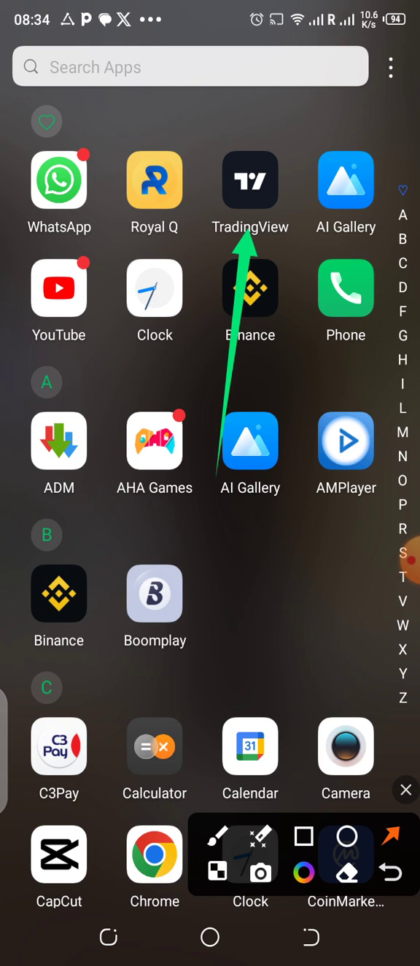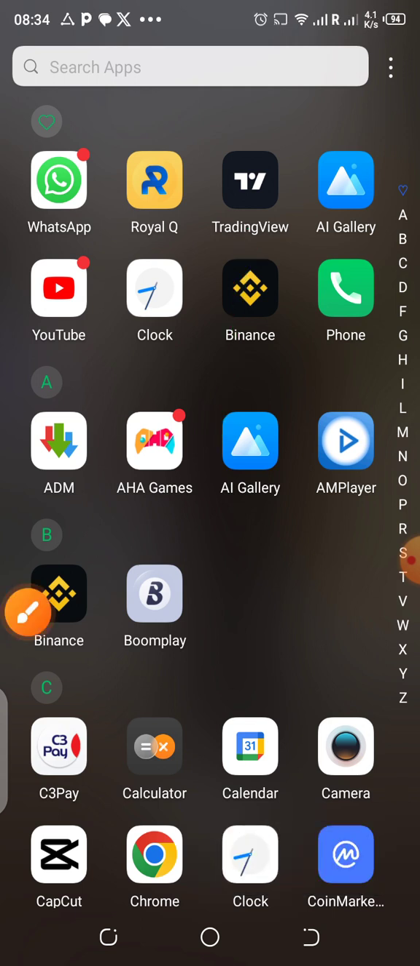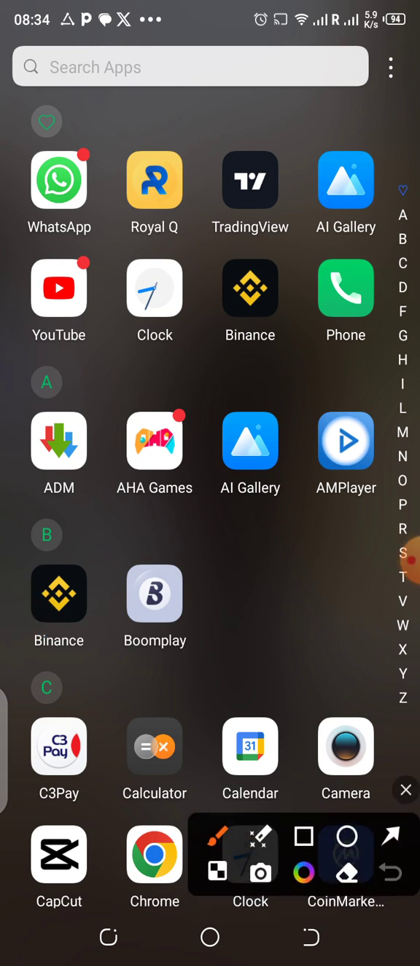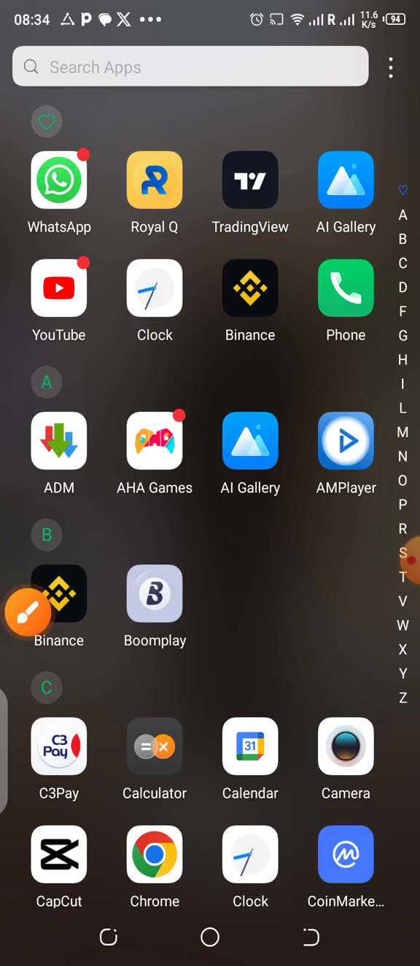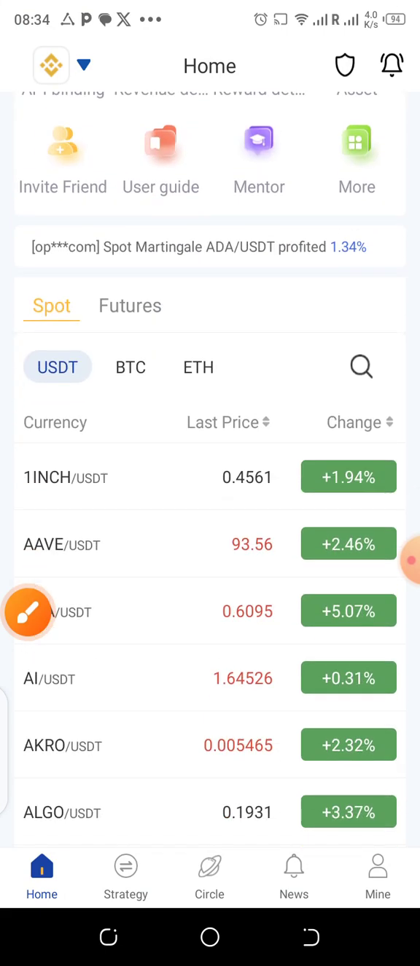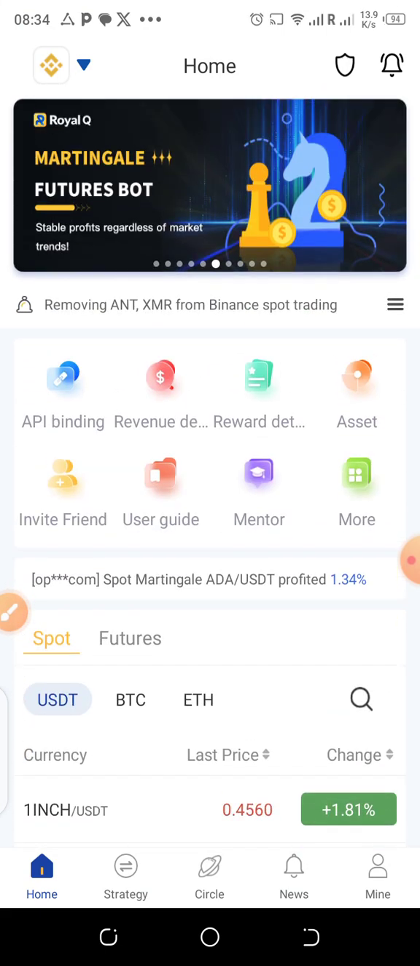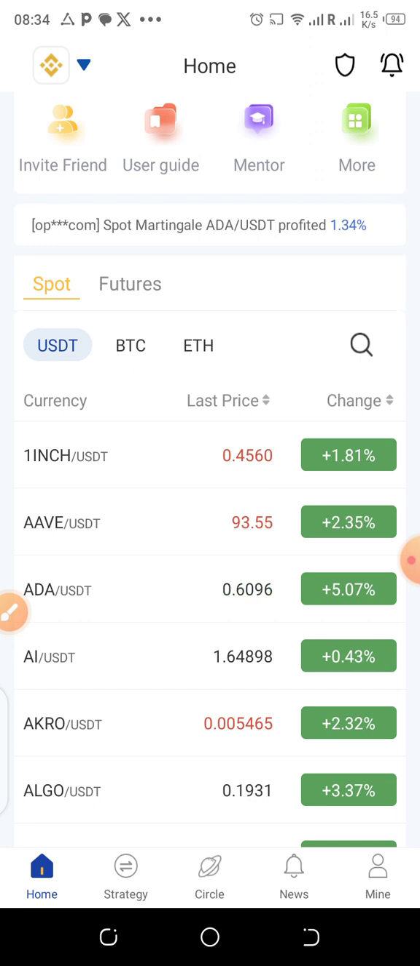After you have gone to your trading view and analyzed your coin, come to your RoyalQ application. So this is the home button of your RoyalQ application. I'm going to give an example. When you went on your trading view, you analyzed Bitcoin and it was a good trade.